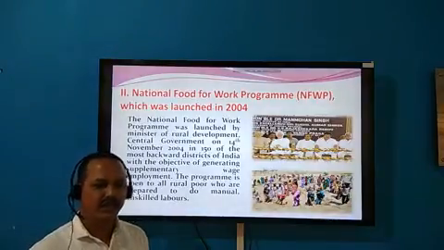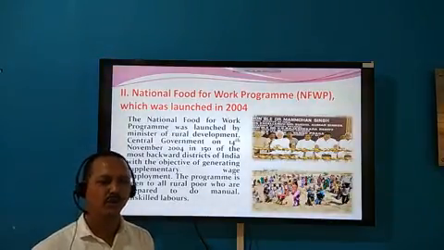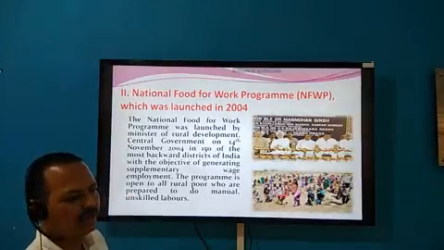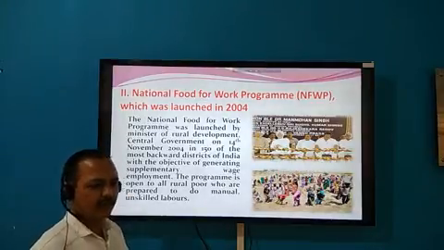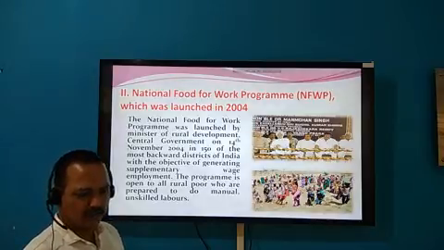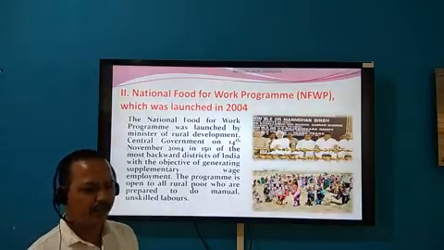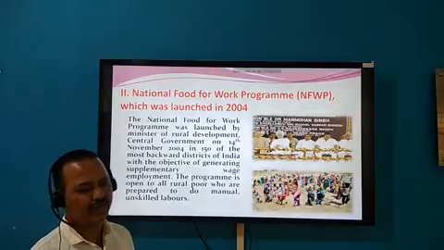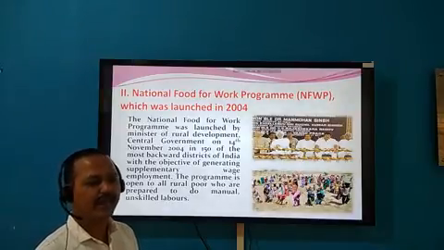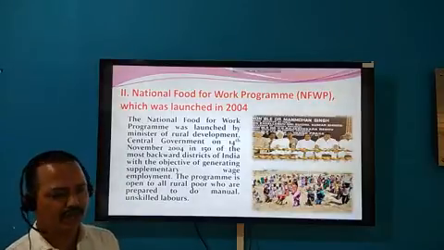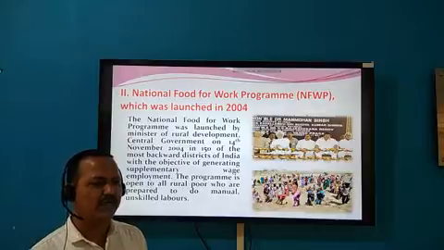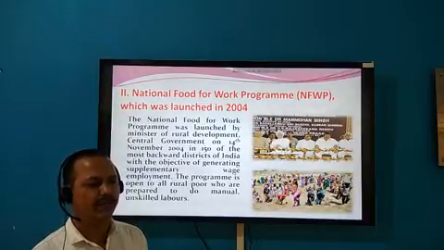Next one is National Food for Work Program, NFWP, which was launched in 2004, and it was started in 150 of the most backward districts of India, with the objective of generating supplementary wage employment. That means the main objective of this program was generating supplementary wage employment.